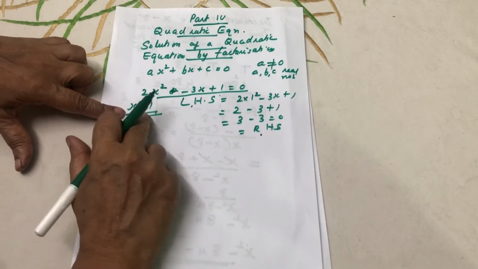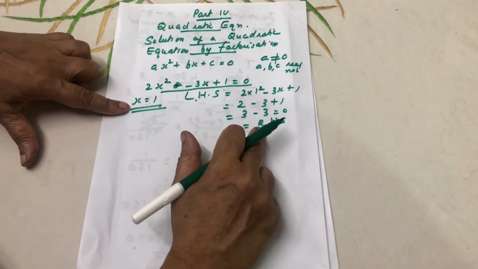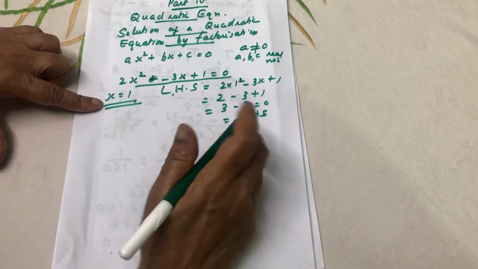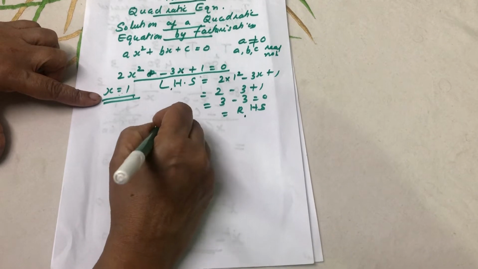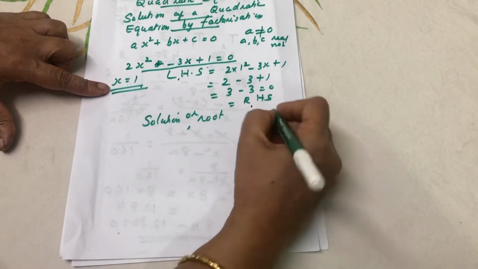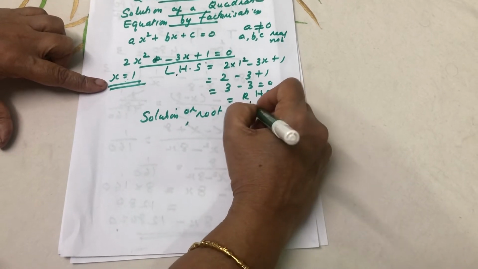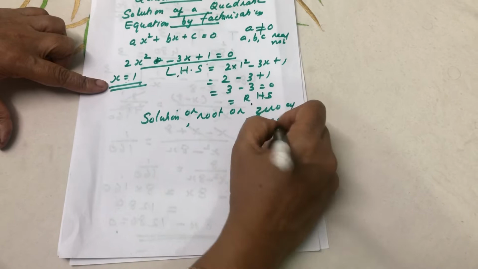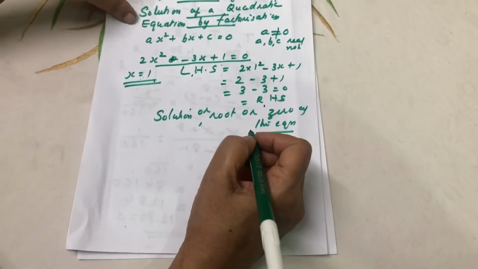Therefore, x equal to 1 is the solution of the equation, or you can say it is the root of the equation, or you can say it is a 0 of the equation.